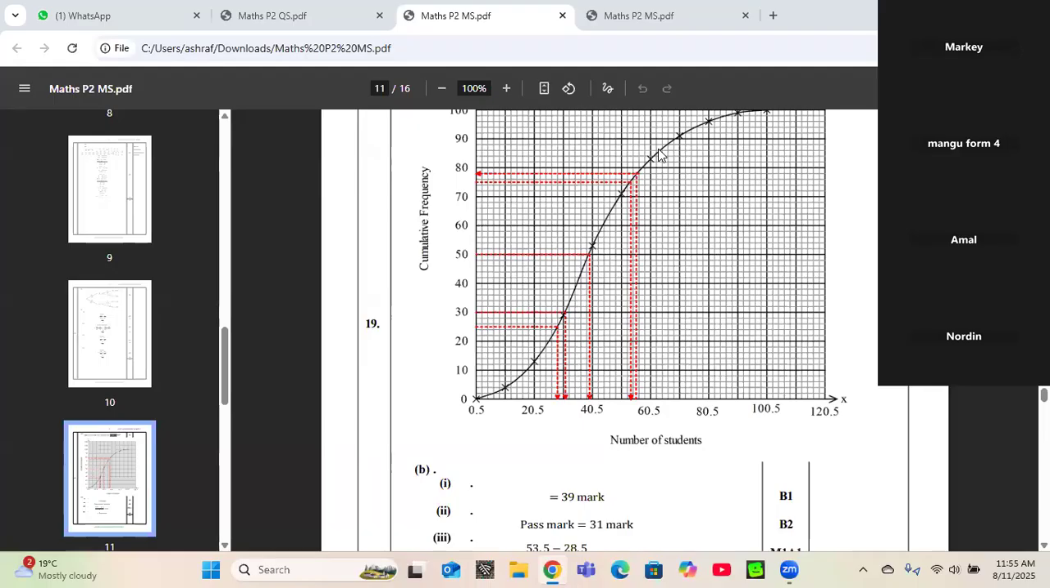The next question is you find the quartile deviation. What is the meaning of quartile deviation? Yes, Anne, your hand is up. Unmute yourself. It is the difference between the upper quartile and the lower quartile.